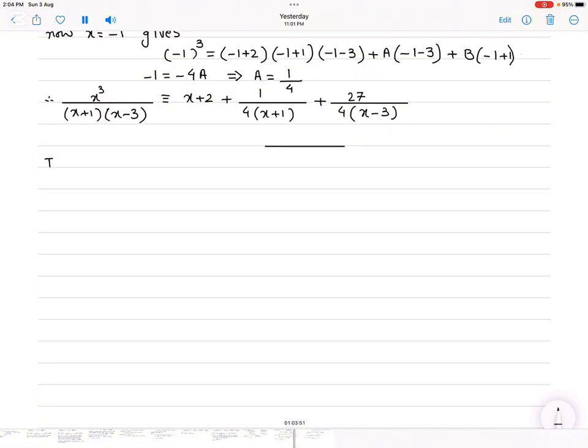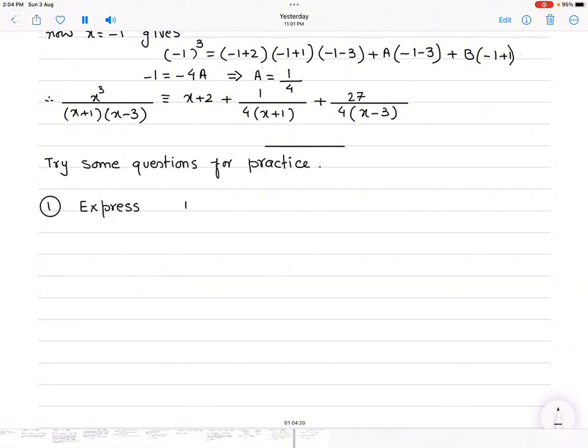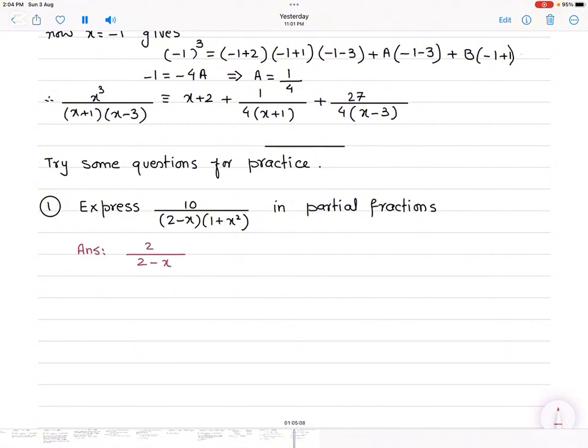And that's it. These are the four partial fractions questions which may be asked by the examiner. So try some questions for practice. (x + 10)/((2 − x)(1 + x²)) in partial fractions. Let me write its answer here. Your answer should be 2/(2 − x) + (2x + 4)/(1 + x²).